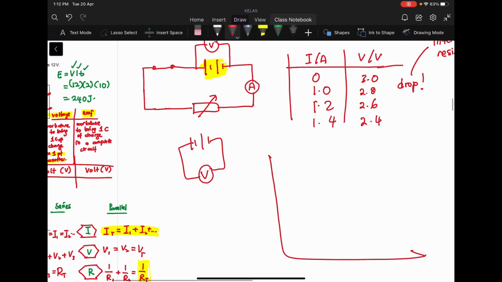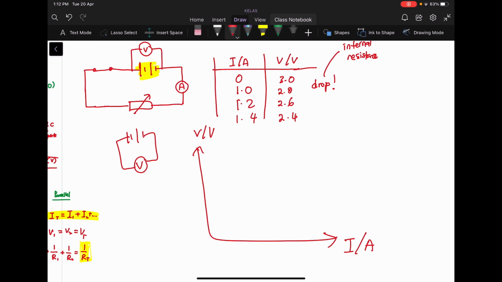Awak pun nak buat graf. 0. Kat mana current 0? Here. But voltage 3. Mana? Sini. So kita cross situ. First point. Second, current one, voltage slightly lower. Ni. Tak nampak ke?